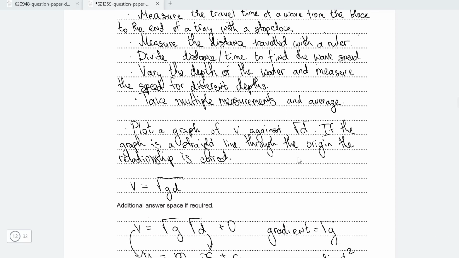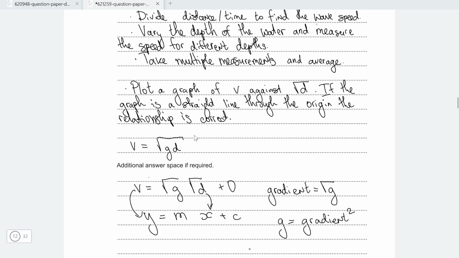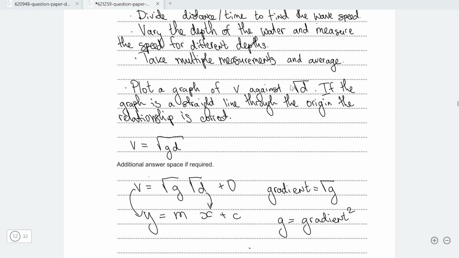After we've done this, we're going to plot a graph of v against the square root of d. Remember, our equation is v is equal to root gd, so it's actually the square root of d that we're interested in. If the graph is a straight line through the origin, the relationship is correct. Why is that?